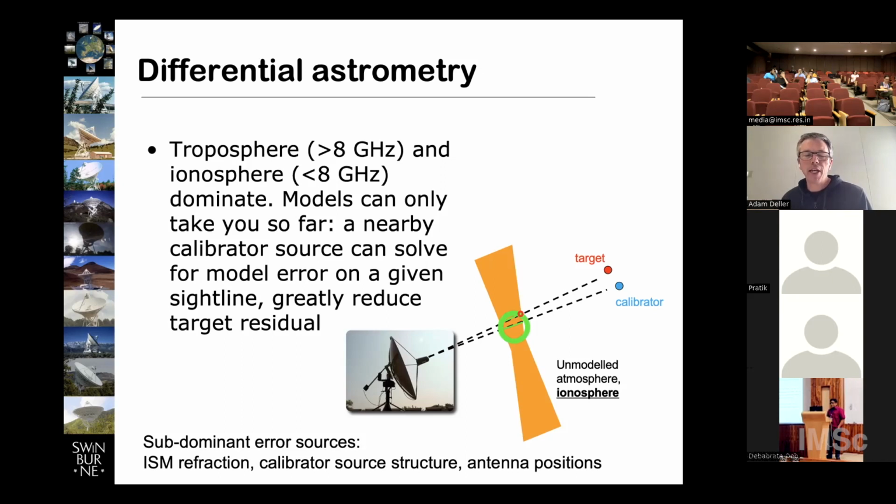But models can only take you so far. It turns out that it's quite difficult to model the ionosphere because it's quite dynamic. It changes on timescales of tens of minutes. And so what we do instead is use an astrophysical calibrator source. Basically, that's a source that's close on the sky to the target source, whose position we know, or at least whose position we think we know.